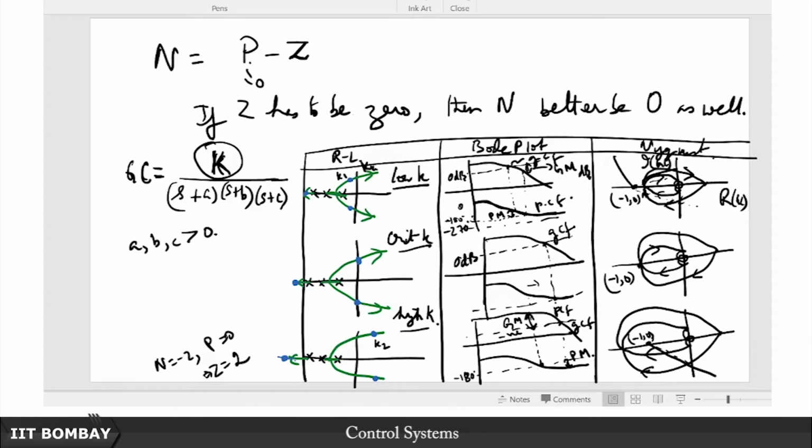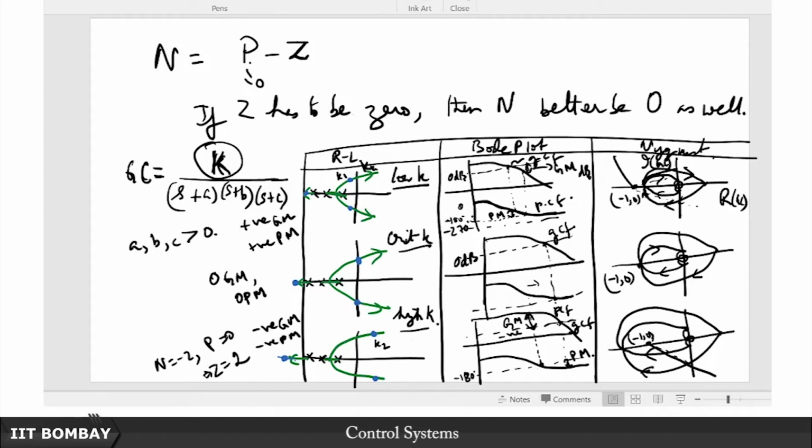So of course, this one has negative gain margin. The gain needs to be reduced in order to stabilize this; it has got too high a gain now. This one has 0 gain margin and 0 phase margin. So this one has 0 GM, 0 PM. This one has positive GM, positive PM, and this one has negative GM and negative PM.